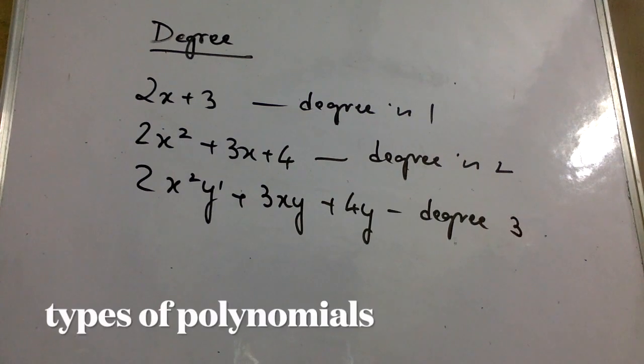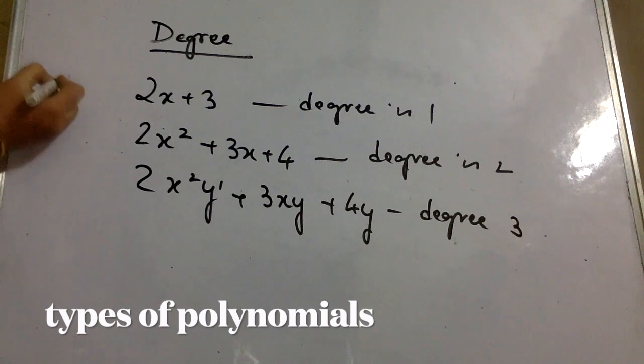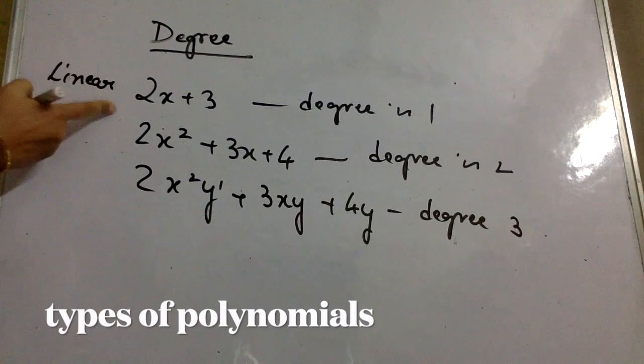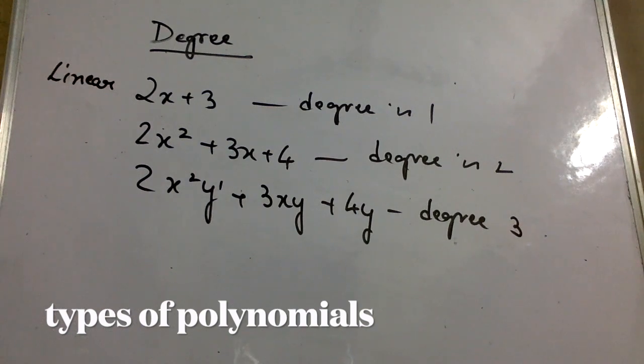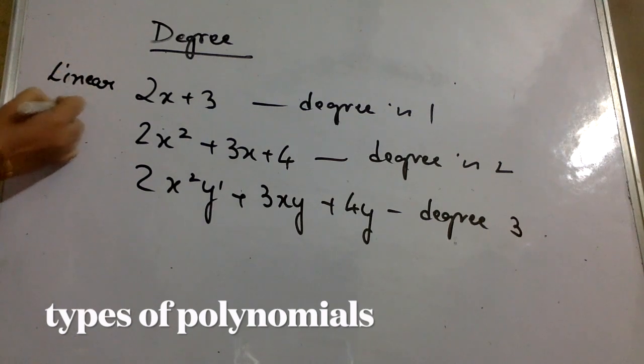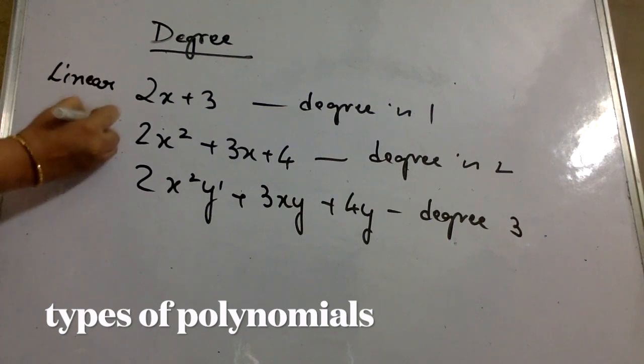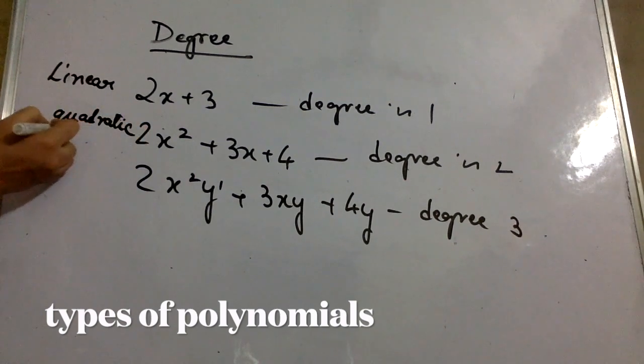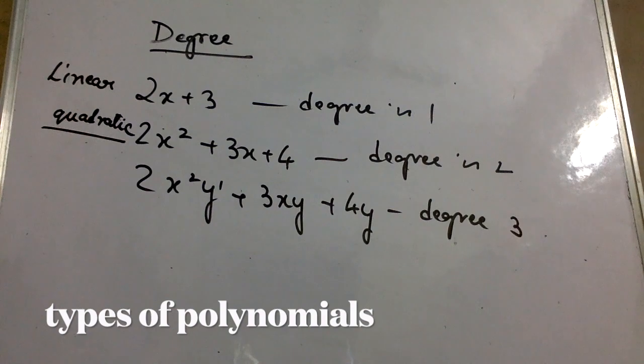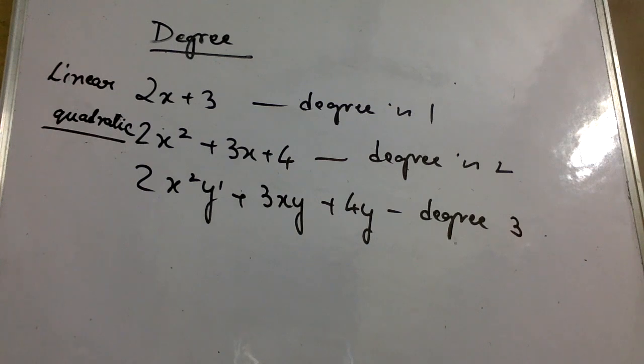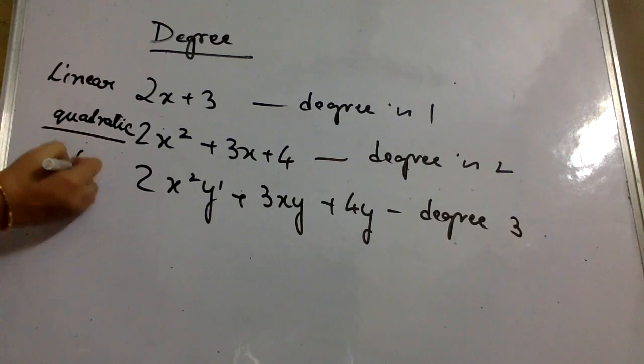Now if it is a degree 1 polynomial, then we call it a linear polynomial. A degree 1 polynomial is called a linear polynomial. This type of polynomial is called linear. If we have a degree 2 polynomial, then it is called a quadratic polynomial. You might have heard this word somewhere else also. Quadratic, QUAD. If there's a degree 3 polynomial, then we call it a cubic polynomial.